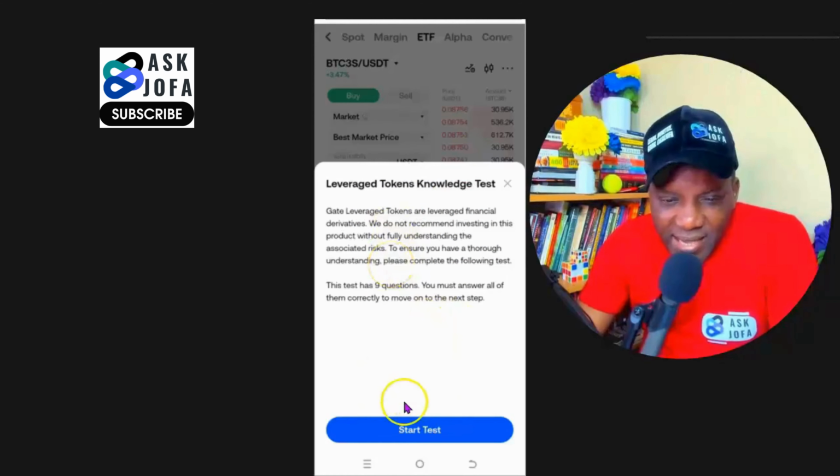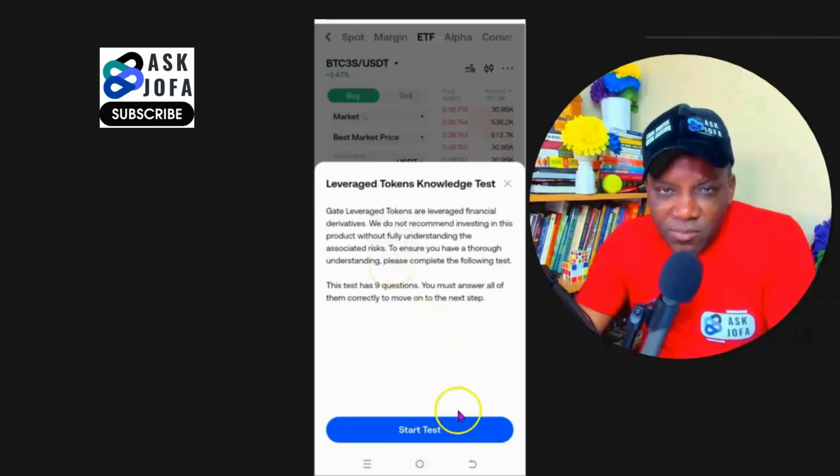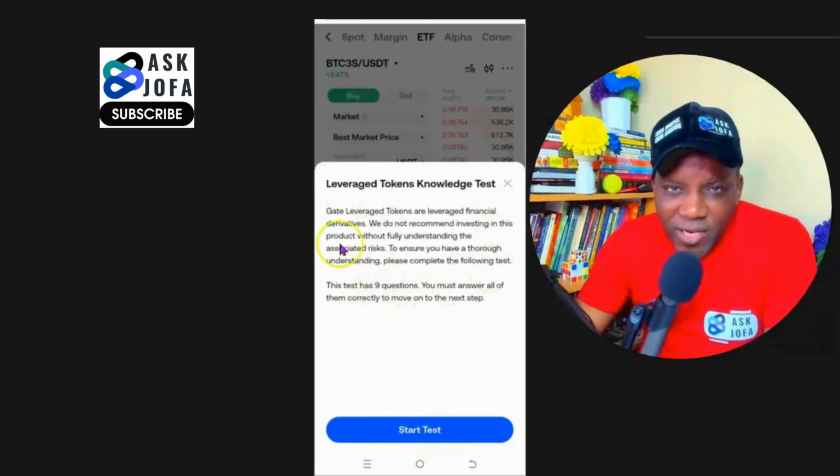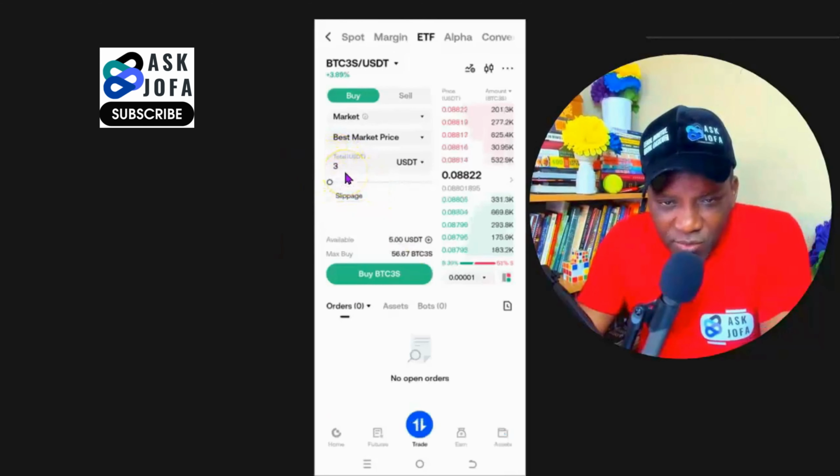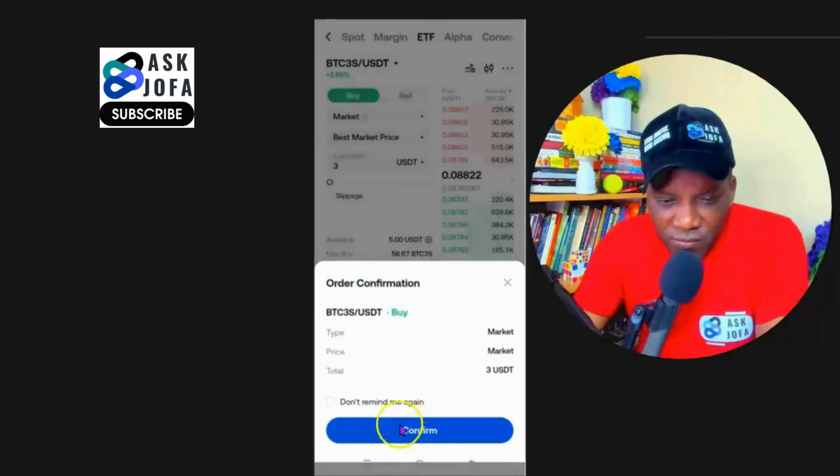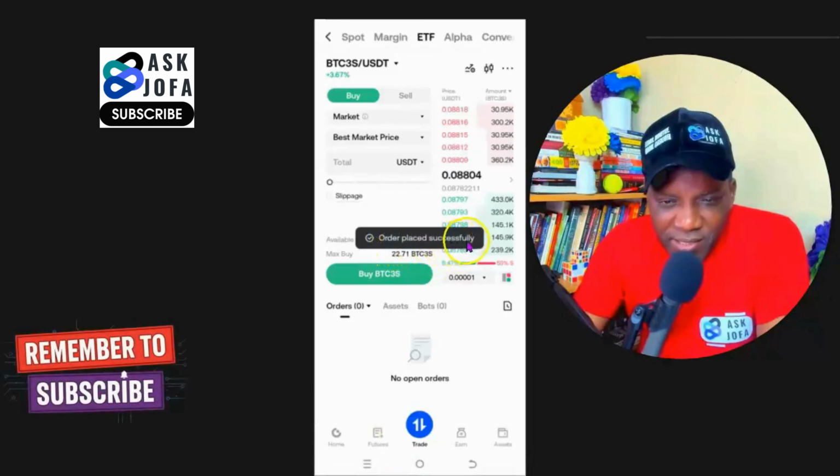So you take this test, you see the option is objective, so you follow through these 9 test questions that you will be made to answer. After you must have finished answering the questions, you'll be able to buy your leverage token on Gate Exchange. After you've indicated the price you want to pay to buy this leverage token, you tap buy, you confirm what you are buying, you confirm, you can see order placed successfully.